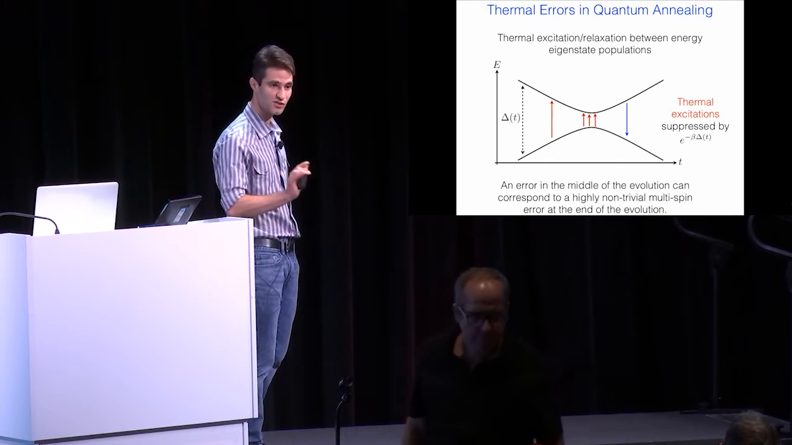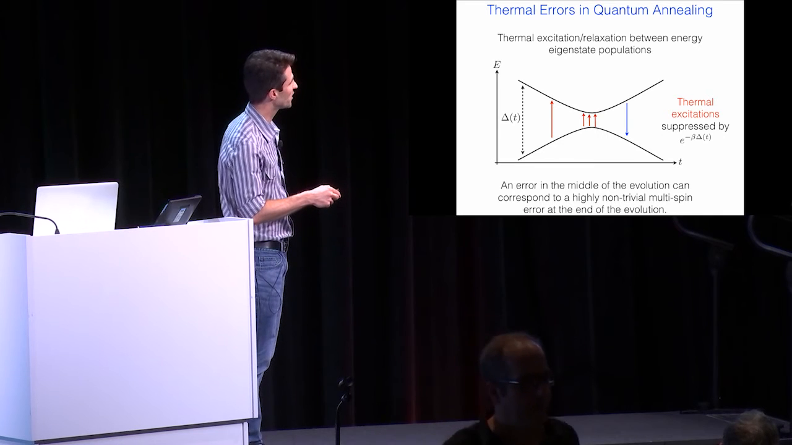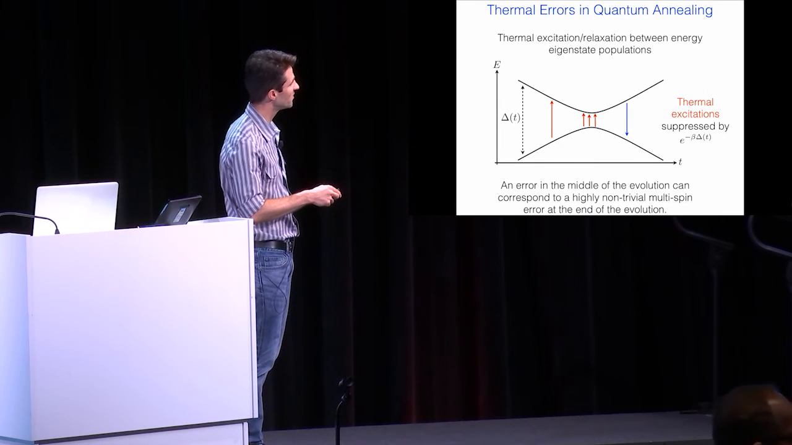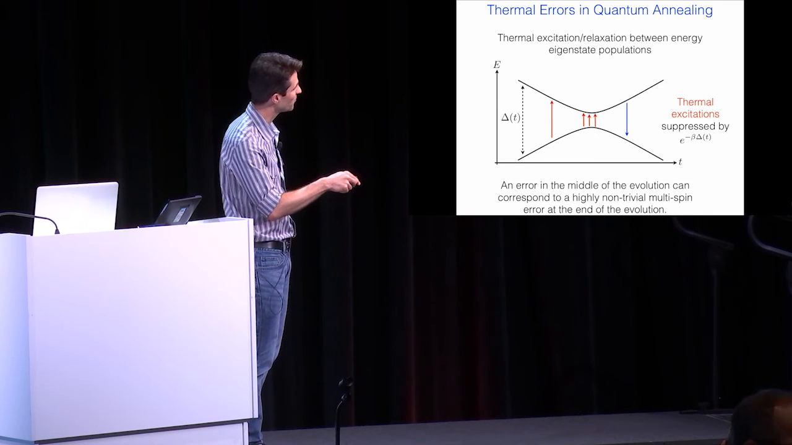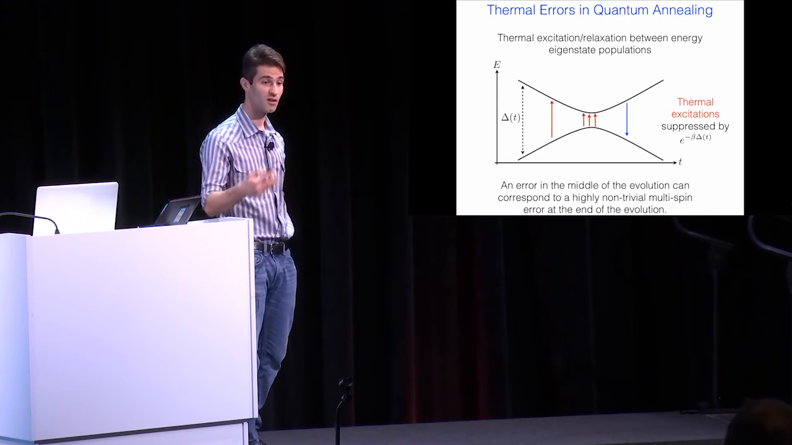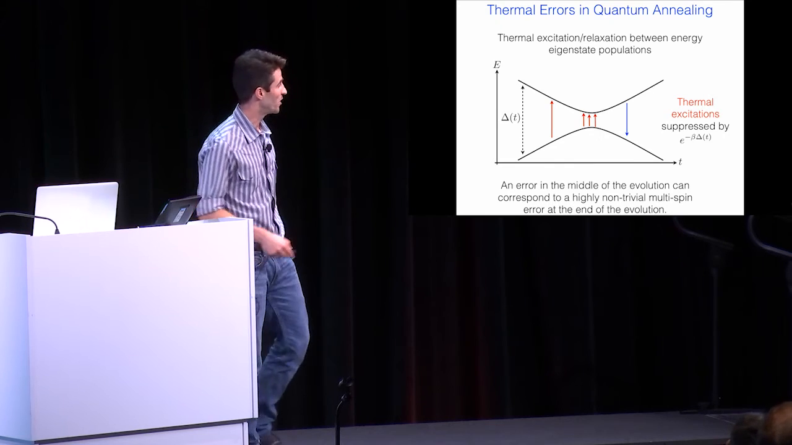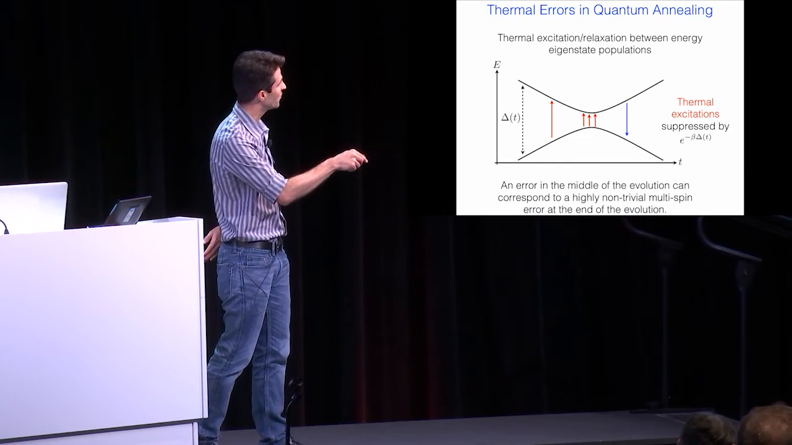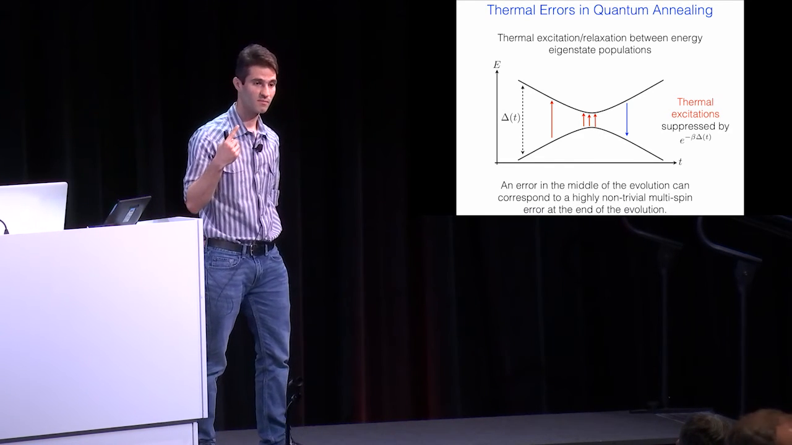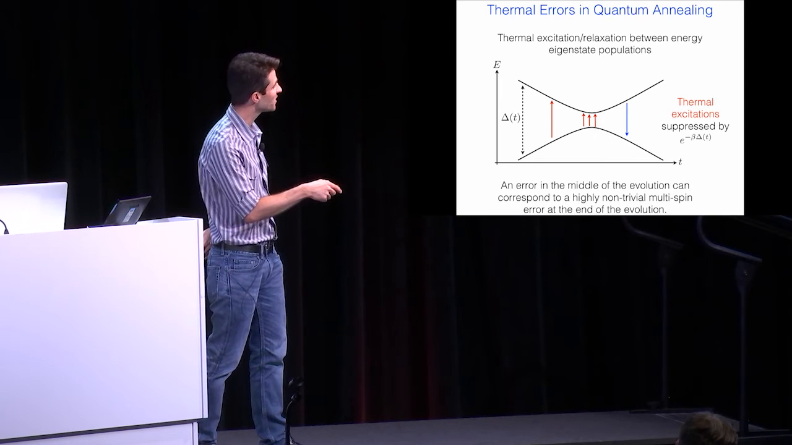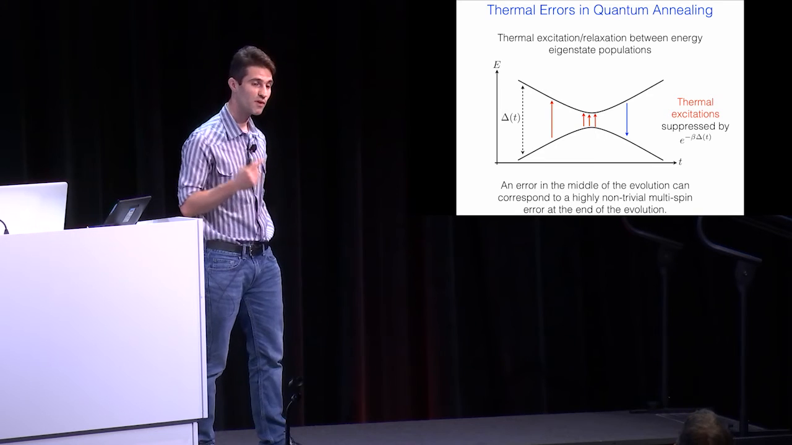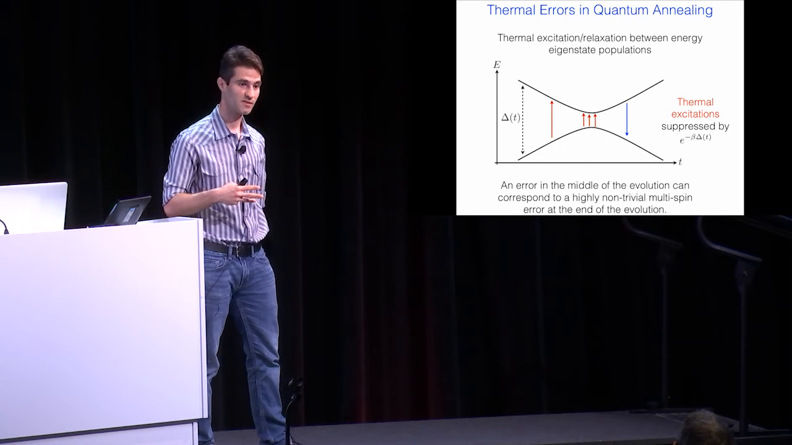So let's just say, for the sake of the argument, that now you actually have more population up here than down here, okay? So you would think that at this point, as the gap is opening up again, you should get lots and lots of thermal relaxation, right? But the problem is that, at this point, what typically happens is that your sigma x term, or your driver, is very small, right? The energy eigenstates are now getting very, very close to being computational basis states.